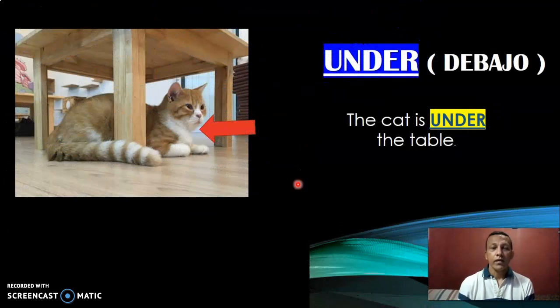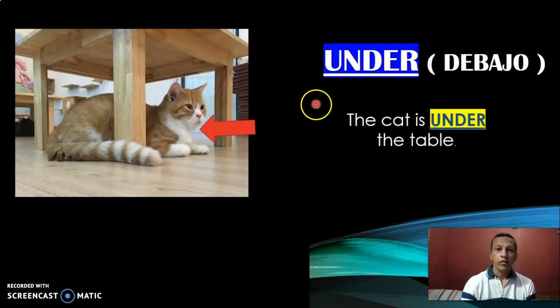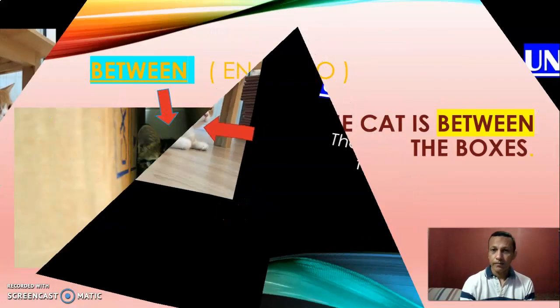Vamos a ver los ejemplos, cómo usamos esos prepositions. So we have under, que es debajo. Miren, look at the cat. ¿Dónde está el gato? Ya se fijaron, ¿verdad? So the cat is under the table. ¿Qué estamos diciendo? El gato está debajo de la mesa. Okay, very good. Let's continue.